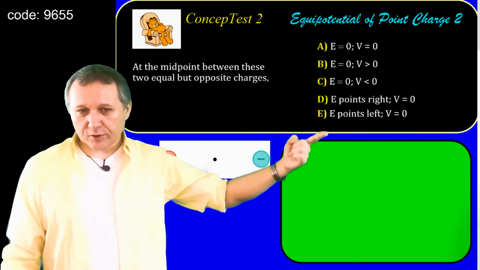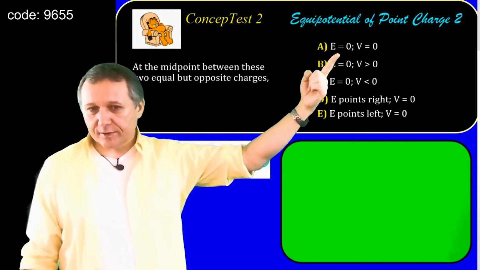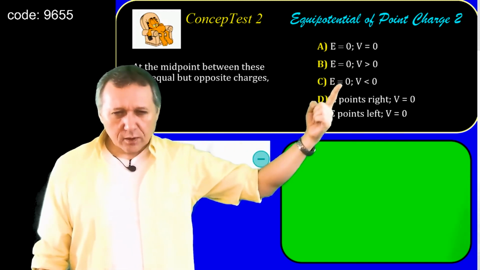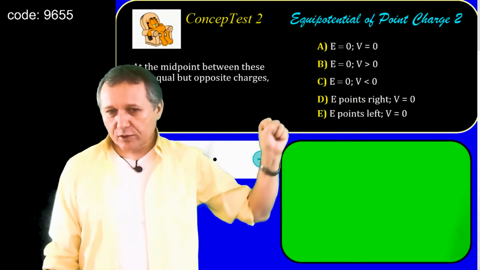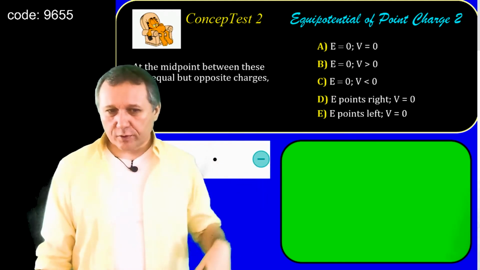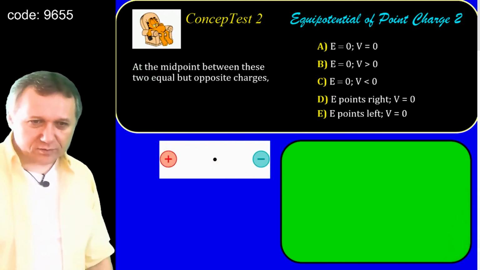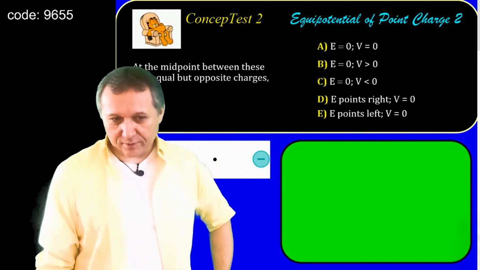And we have 5 options. Option A, electric field is 0, potential 0. Electric field 0, potential positive. Electric field 0, potential negative. E points to the right, potential 0. E points left, potential 0.